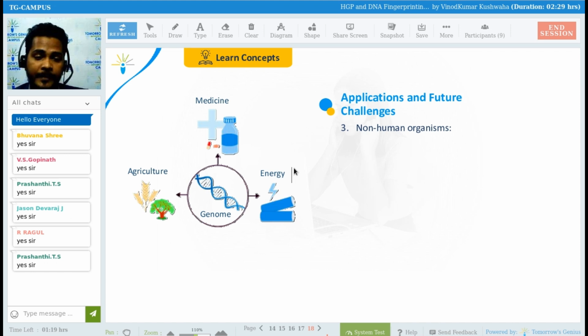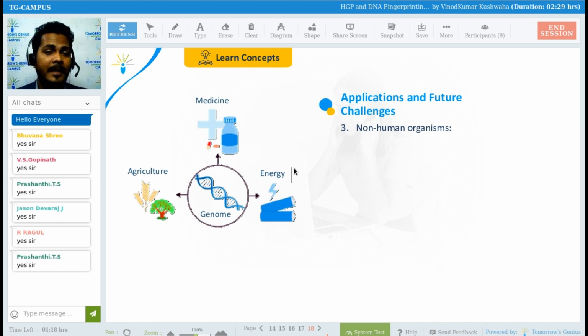Another one is non-human organisms. Now you know very well what a non-human organism is. By understanding the DNA sequence of non-human organisms, what are the non-human organisms? I've told you, model organisms, right? By understanding their DNA sequence, information about their natural capabilities can be applied toward solving challenges in healthcare.